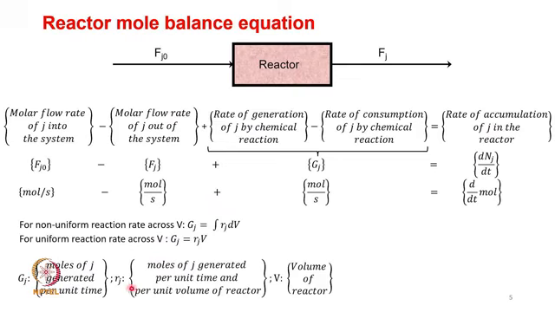Let's again just consolidate the units. Gj is the moles of J generated per unit time, and Rj, the reaction rate, we will define as moles of J generated per unit time and unit volume of the reactor, and V is the volume of the reactor. So to get Gj, we have to multiply Rj times V, so that the units of moles generated per unit time can be recovered.